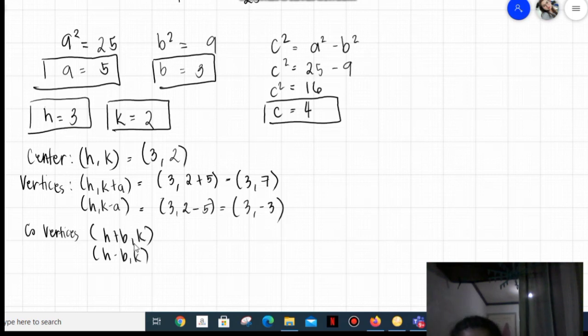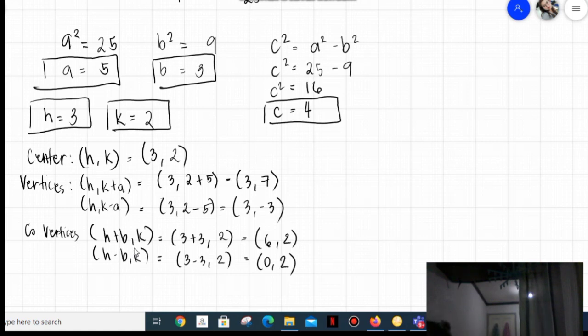And then, let's proceed to the co-vertices, yung pangatlo sa pang-apat. So, ang formula naman natin dito, H plus B. So, ang H natin ay 3 plus B. So, plus 3. And then, ang K natin ay 2. Equals, 3 plus 3, we have 6, and then 2. Next one, we have H minus B, 3 minus 3, and then ang K natin ay 2, equals, 3 minus 3 is 0, and then 2. So, we have 6, 2, and then 0, 2. So, nakuha na natin yan. Magagraph na natin center and yung mga vertices.